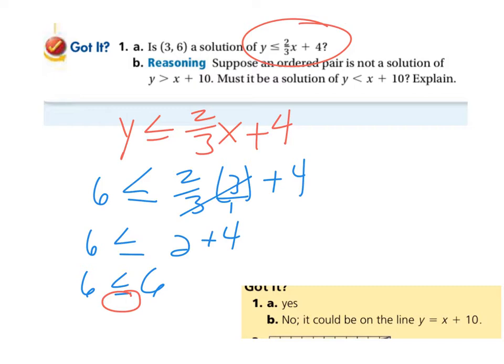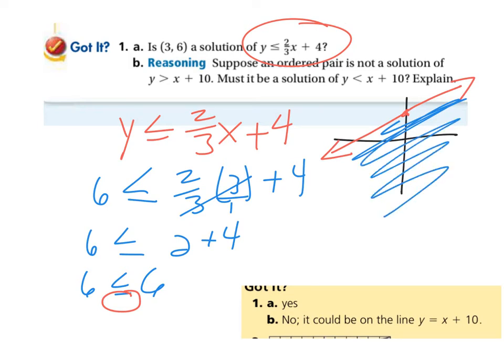And remember, when this one's graphed, I've mocked that up for you here. You end up with a y-intercept of plus 4, so it's going to be about here. Slope of 2/3 looks kind of like this. This one's going to be solid. And it says y is less than 2/3 x plus 4. So which way is y less than? Well, that's going down, so it's shaded like this. Again, we're going to do some more practice of this, but I just want to warm you up with the idea. Okay, part B of this. Suppose an ordered pair is not a solution of this. Must it be a solution of y greater than x plus 10? Must it be a solution of this one?